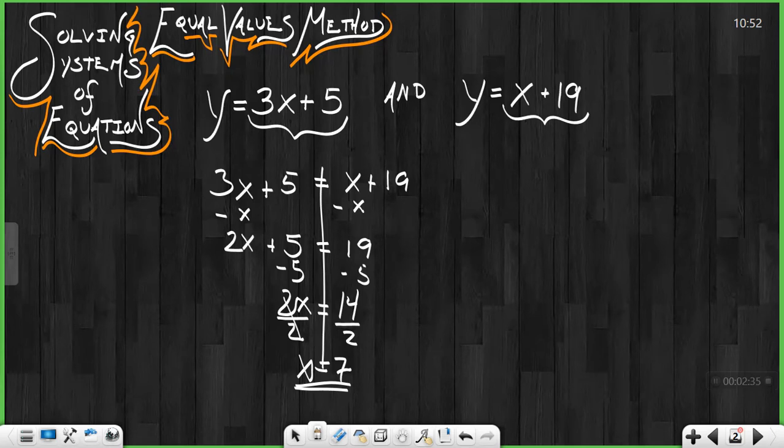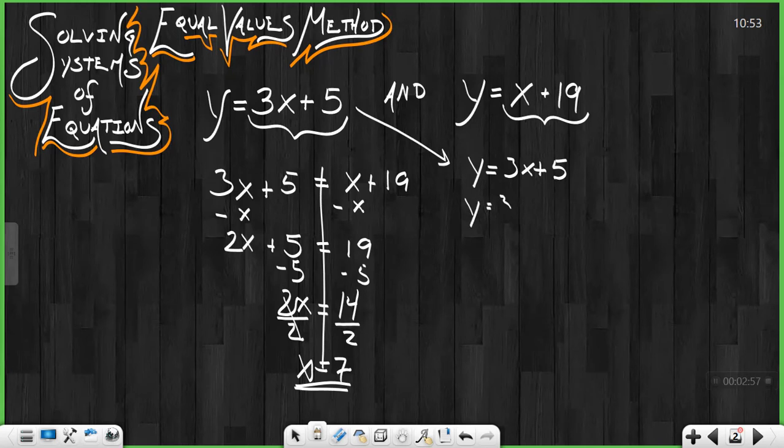Most students will make the mistake of stopping there. That's not where we stop. A system of equations is looking for both x and y. So I can take this x value and I can go back to either one of my original equations here and I can plug it in. I'm just going to choose my first equation, y equals 3x plus 5. And I'm going to plug x into that.